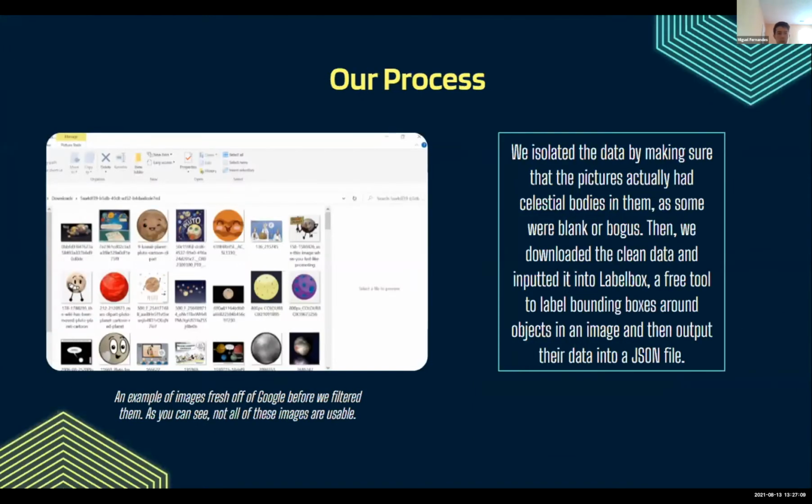We isolated the data by making sure that the pictures actually had celestial bodies in them, as some were blank or bogus. Then we downloaded the clean data and inputted it into Labelbox, a free tool to label bounding boxes around objects in an image, and then output their data into a JSON file. These are just some examples of pictures that we got off the web.